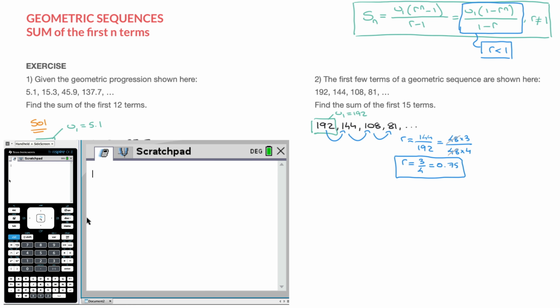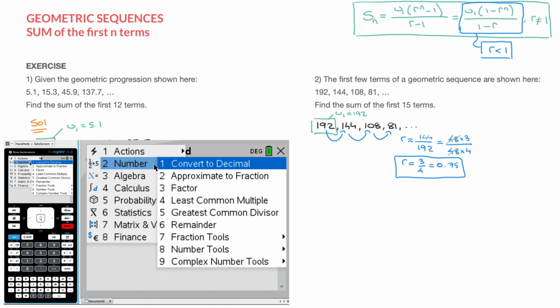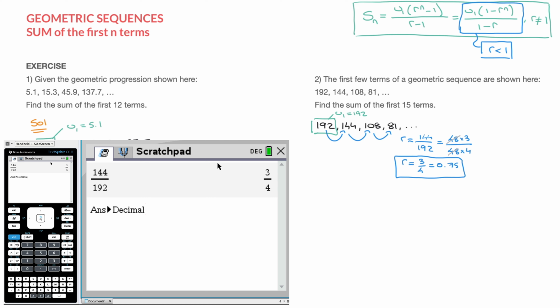If I calculate 144 divided by 192, I quickly see that that's equal to 3/4, and I can write that result as a decimal. And one way to do that on this calculator is to click on Menu, followed by Number, followed by Convert to Decimal, which is the first option. And I click on Enter. And there we go. As you can see, we get 0.75.